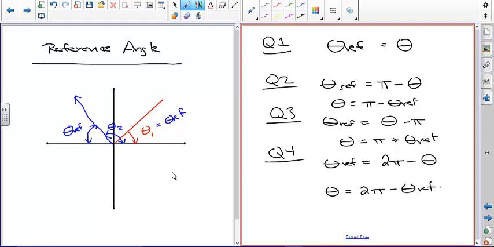You might be in the wrong quadrant. So we're going to use the reference angle and the sign, plus or minus, of the trig functions to figure out what quadrant you're in. We're going to use the calculator to calculate the reference angle, and then we're going to use these formulas to figure out what the actual angle is based upon what quadrant it is in. Okay, so that's the background here.